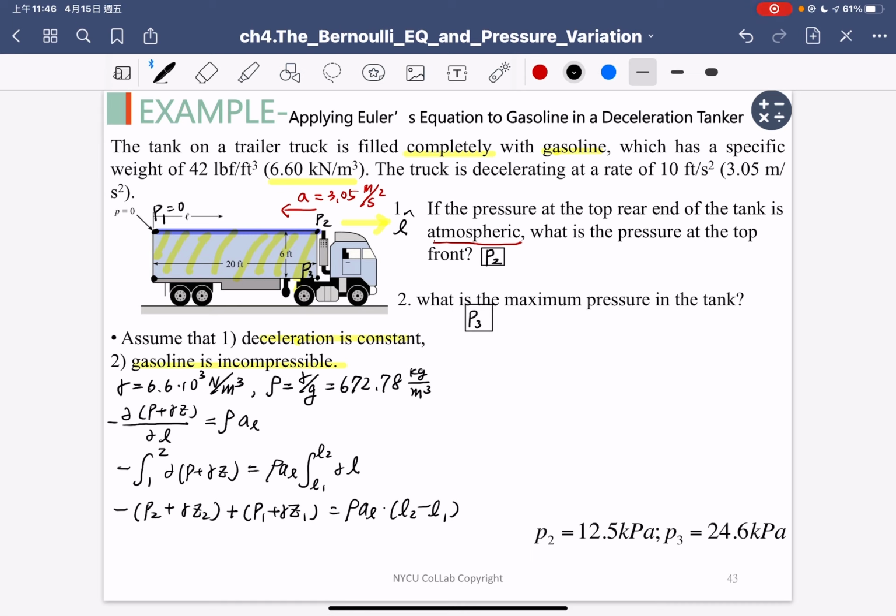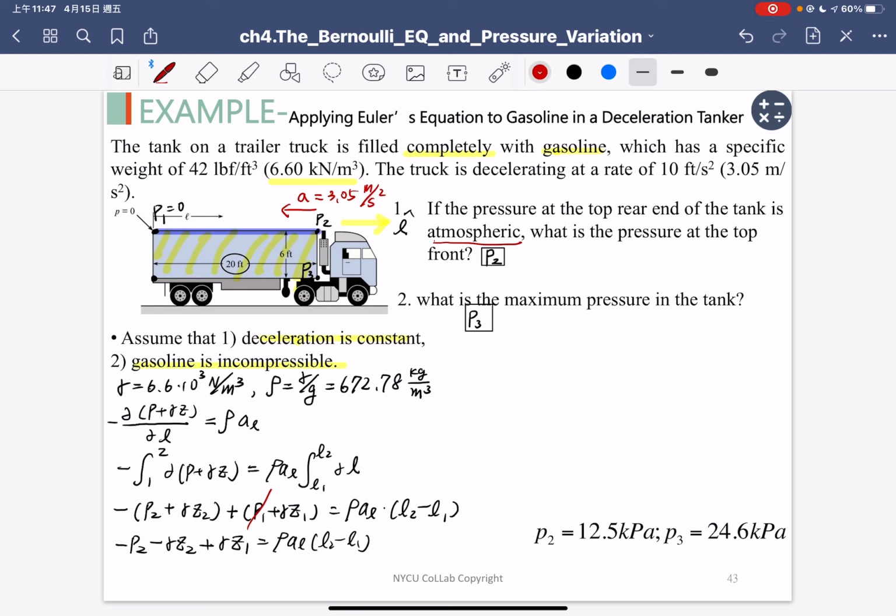You actually know L2 minus L1 because there is a number shown here. It's 20 ft. But later we just put the number inside. Right now we just consider which parameters we can neglect. The first one is P1, which is exposed to air, so the gauge pressure equals 0. And our purpose is P2. So in that case, minus P2, minus gamma z2, plus gamma z1 equals rho a_L times L2 minus L1.